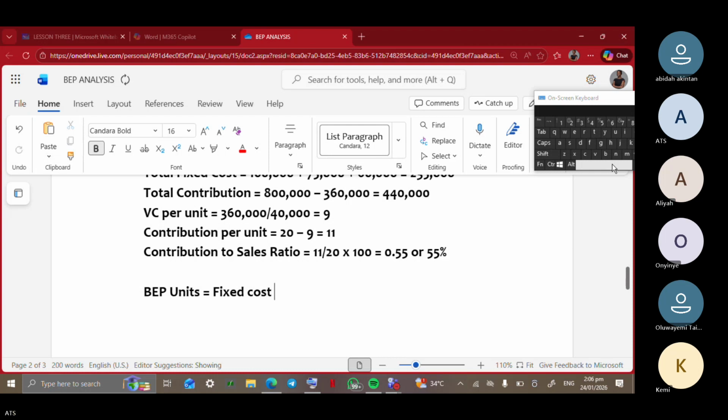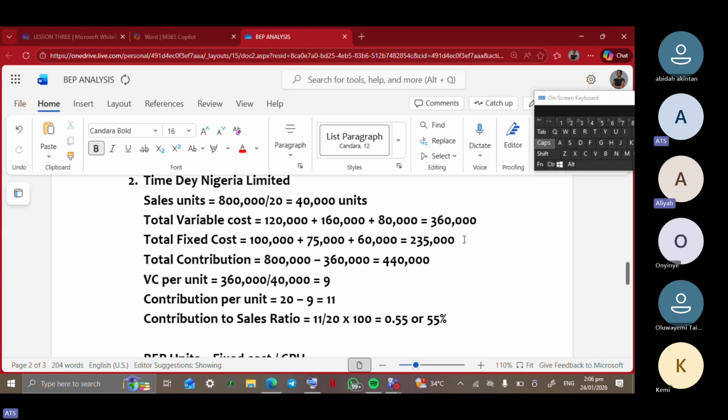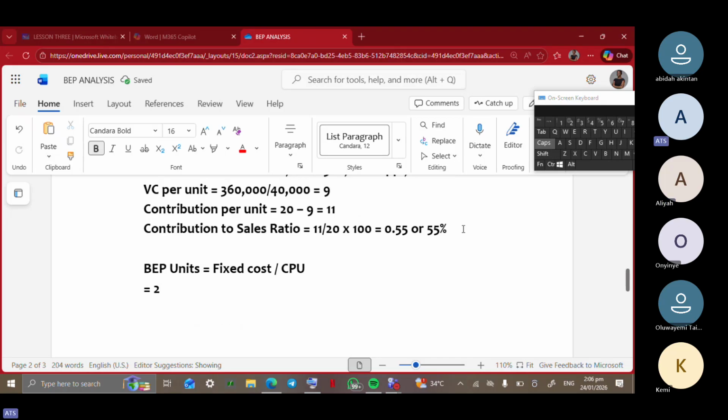Fixed cost over CP per unit. So that will give us what's our fixed cost? Our total fixed cost is 235,000. So 235,000 divided by 11.